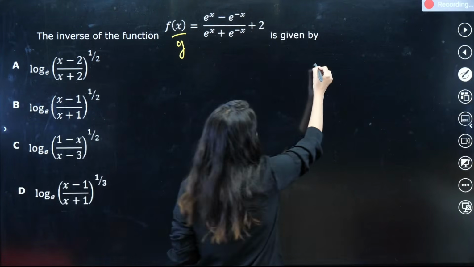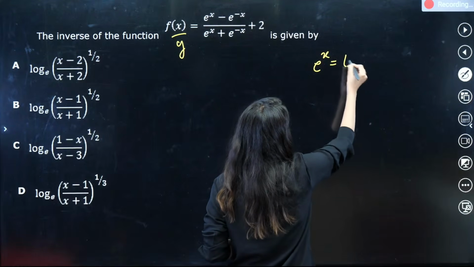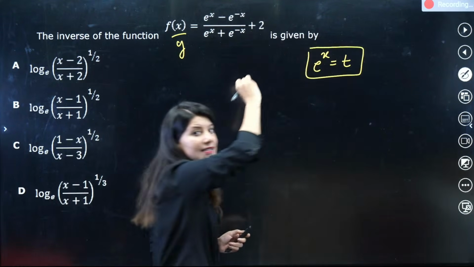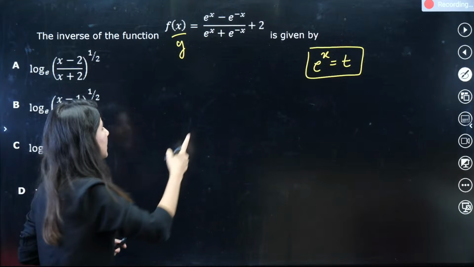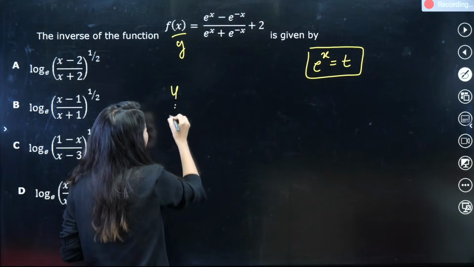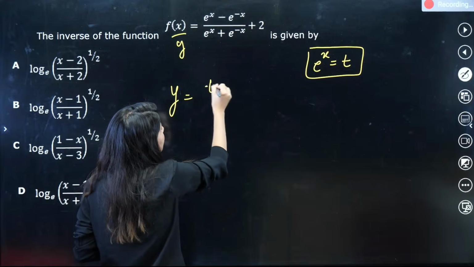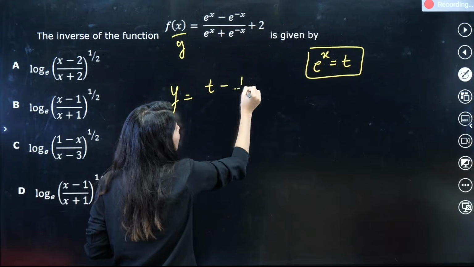So let us try to solve it. Now clearly, temporarily we have to put e raised to power x equal to t. This will help us, right? So y is equal to e raised to power x, which is t, minus, what about this? This would be 1 by t.